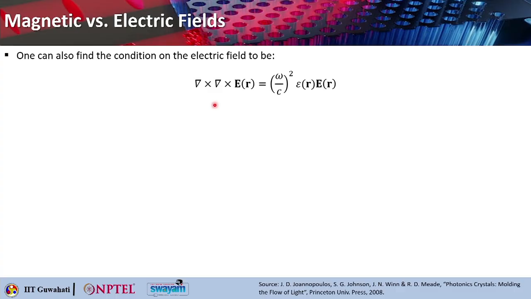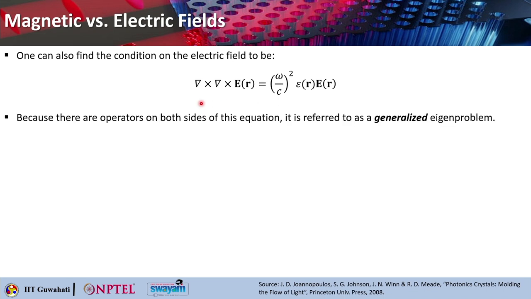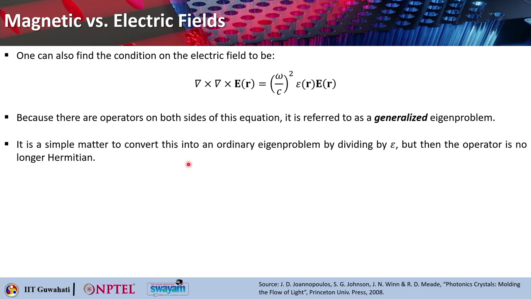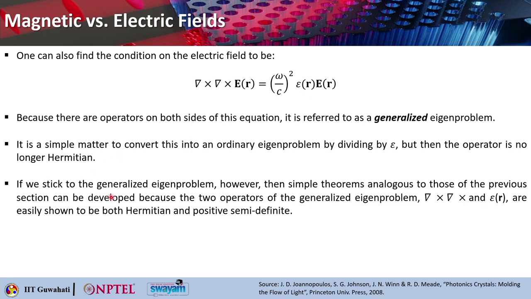One can also find the condition on the electric field from Maxwell's equations. Therefore, there are operators on both sides of these equations, and it is referred to as a generalized eigen problem. It is a simple matter to convert this into an ordinary eigen problem by dividing by epsilon r, but then the operator is no longer Hermitian. If we stick to the generalized eigen problem, where there are operators on both sides, then simple theorems analogous to those of the previous sections can be developed, because the two operators, the curl and epsilon r, can be shown to be both Hermitian and positive semi-definite.